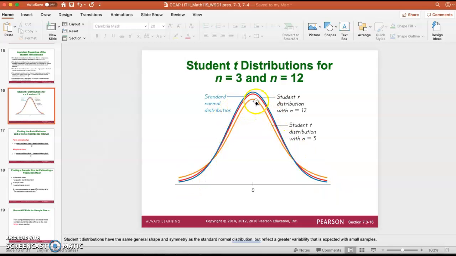So notice as we went from 3 to 12 that the t-distribution got closer to the standard normal distribution, and it shows how the t-distribution and the normal distribution are related, because in essence, as your sample size increases indefinitely, the t-distribution would become the standard normal distribution, essentially.